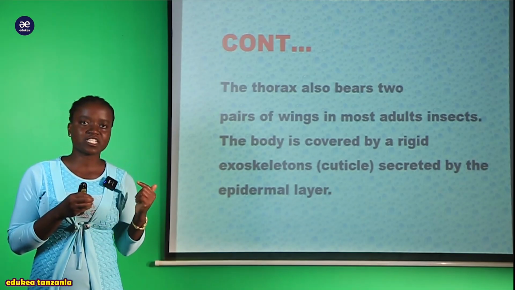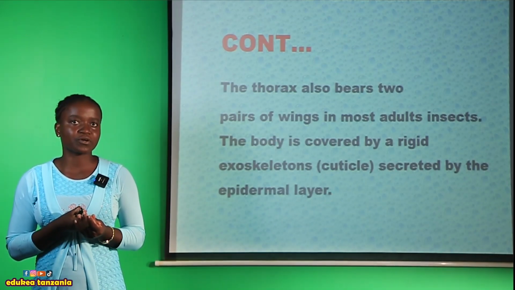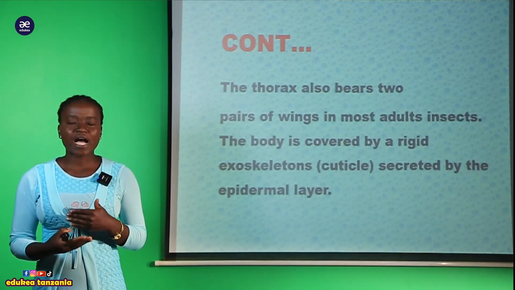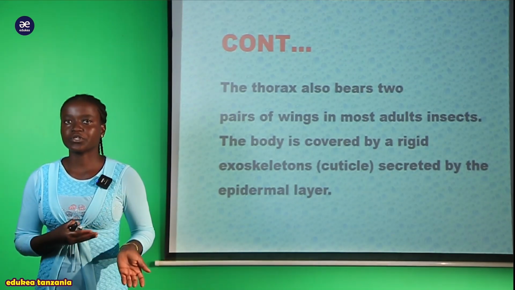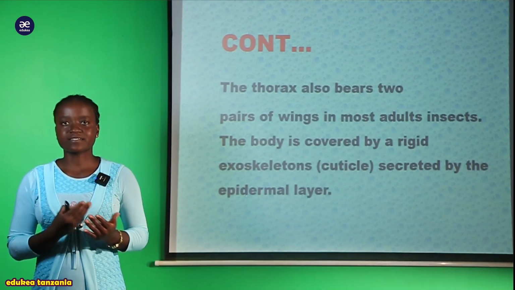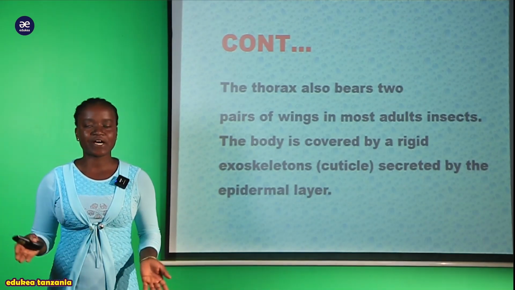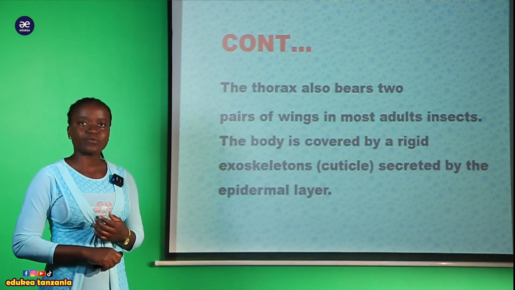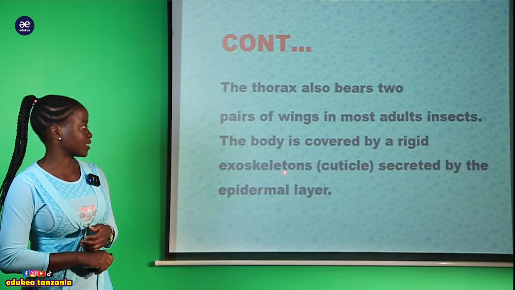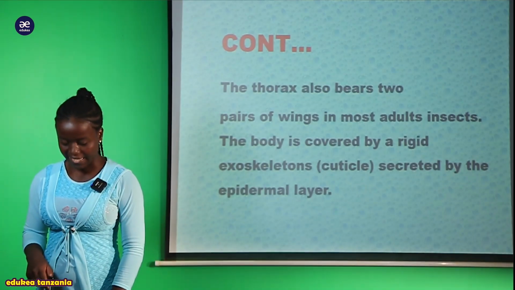My student, that is a point to note. You can be asked even in your practical session, wapi ambapo wings za ule tunamuita cockroach zimeoriginate? The answer is the thorax. But when we are looking at the structure of this organism, we can say also that the body is covered with a rigid exoskeleton ambayo tunaita cuticle secreted by the epidermal layer.